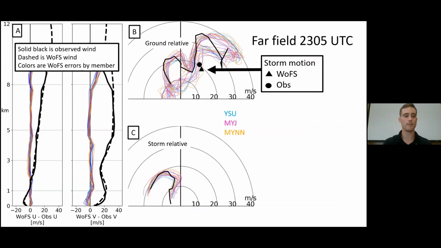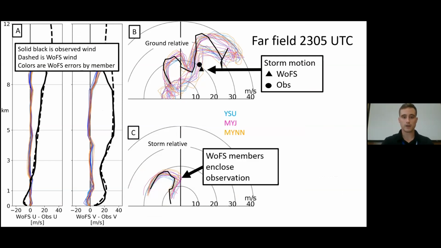Okay. Now back to the vertical profiles of errors of the U and V components of the wind, in our ground relative and storm relative photographs. Here we can see that whenever we rotate the winds into a storm relative sense, WoFS again encloses the observation, which again might contribute to smaller errors in SRH. Essentially, it is doing a good job of forecasting these winds.